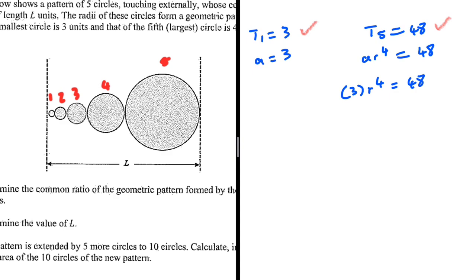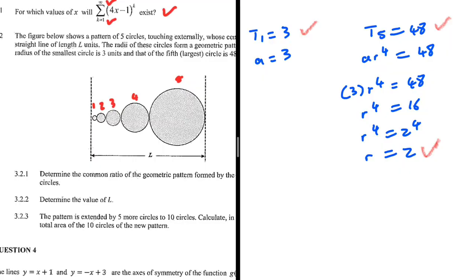So 48 divided by 3, R to the power 4 is equal to 16. So we need a number that multiplies itself 4 times and gives us 16. That is 2. So R to the 4 is equal to 2 to the 4. So R is equal to 2. So there we go. That is our common ratio.